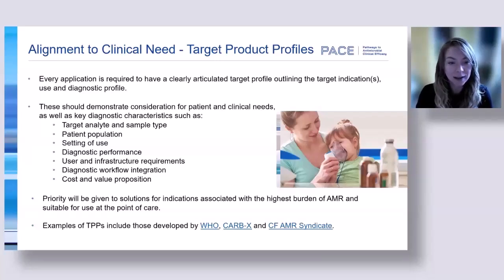I'd highlight again that we will prioritize solutions that are addressing indications associated with the highest AMR burdens and that are suitable for the point of care. And we've inserted here a few links to target product profiles that you can use as starting points or as examples that you might want to align against. That have been developed by the likes of WHO, CARB-X, or the CF-AMR Syndicate, and they're all developed for diagnostics for the use in bacterial infections.